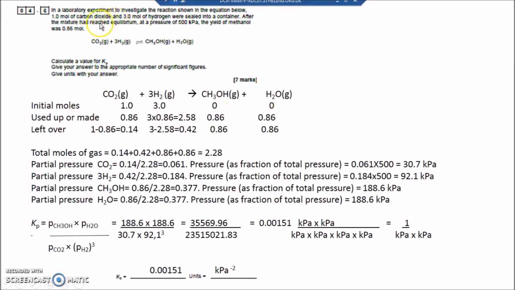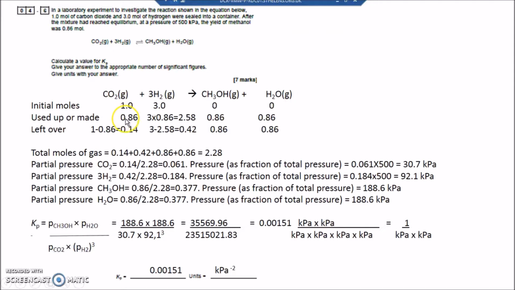And at equilibrium, it says the yield of methanol was 0.86, so I've got this value here. Now when 1 mole of methanol's made, 1 mole of water's made, 1 and 1. So one of these and one of these are made at the same time. So this must be 0.86 as well. So they're made in equal amounts. 1 mole of carbon dioxide makes 1 mole of methanol, so if I'm making 0.86 moles of methanol, then 0.86 moles of this must be used up because it's a reactant. 1 mole of carbon dioxide reacts with 3 moles of hydrogen, so 3 times 0.86 or 2.58 must be used up. Let's have a look what I've got in the equilibrium mixture.